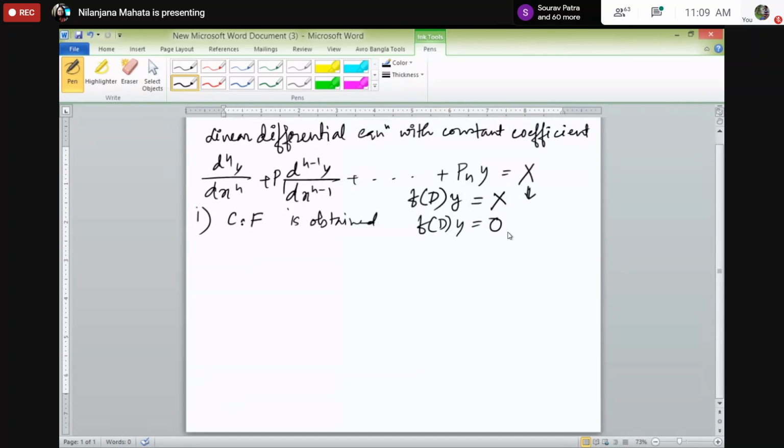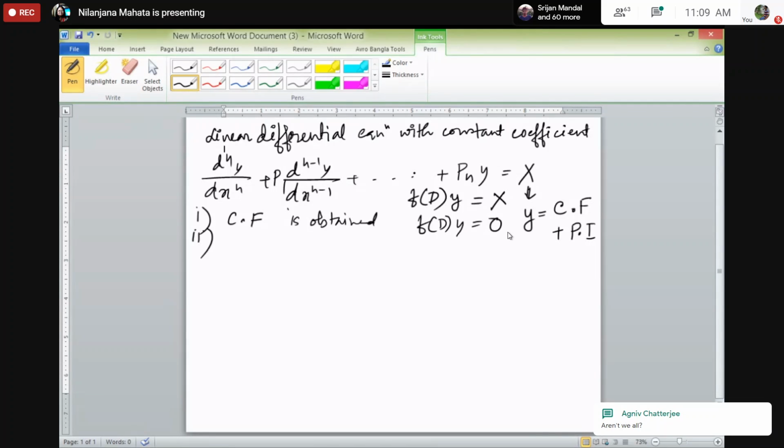CF is short for complementary function, and I have told you our general solution of this equation will be CF plus PI. Whatever the form of these differential equations with constant coefficients, we first find the CF from this homogeneous equation. Last class we did how to find the complementary function from a given differential equation. So first we equate this part with 0, that is, we make it homogeneous and find the CF. Our class will be on how to find the particular integral.